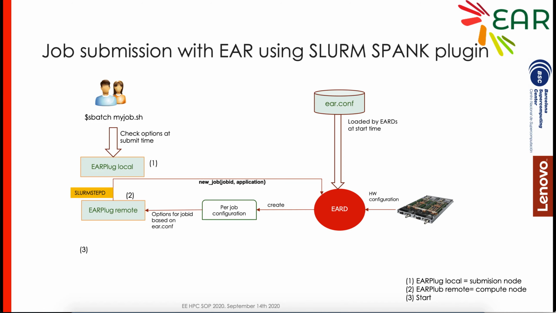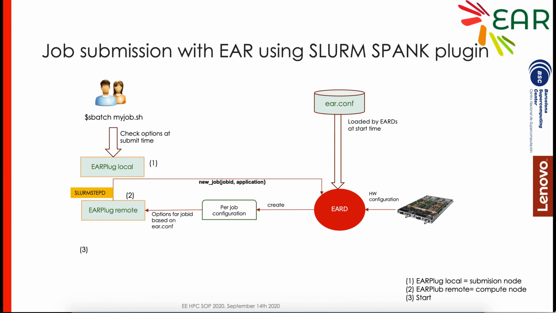So these are the main steps for job submission with EARL using the Slurm SPANK plugin. This is a technical detail. When you do a batch of a job, there is a local part, where local means the submission node, where some of the options are initially validated. In a second stage, there is a part of the plugin executed in the context of the step of the application. That part is executed remotely.